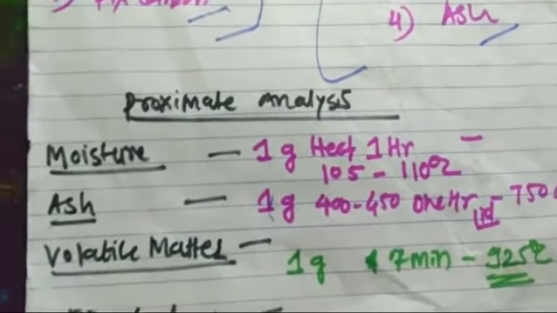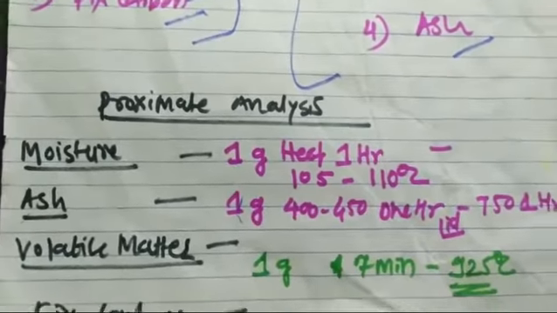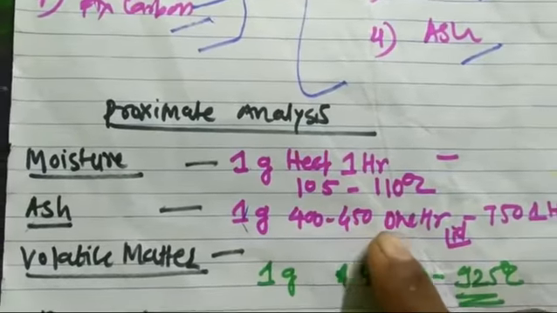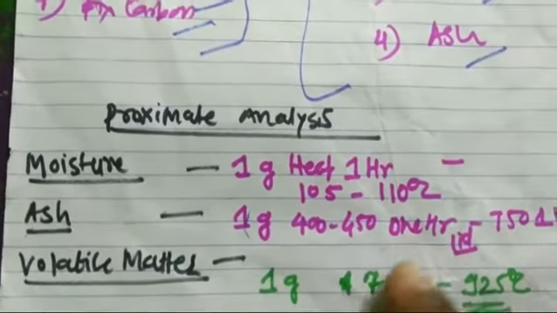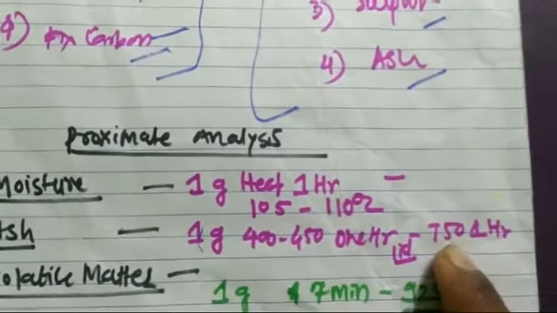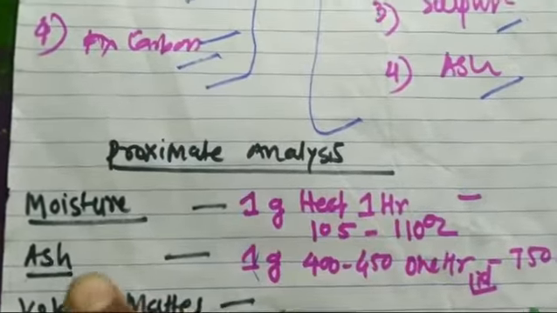Now the analysis of ash. In ash, take 1 gram of coal, heat at 400 to 450 degrees Celsius, and after 1 hour, keep the lid and again heat at 750 degrees Celsius for 1 hour. So we get the ash content.